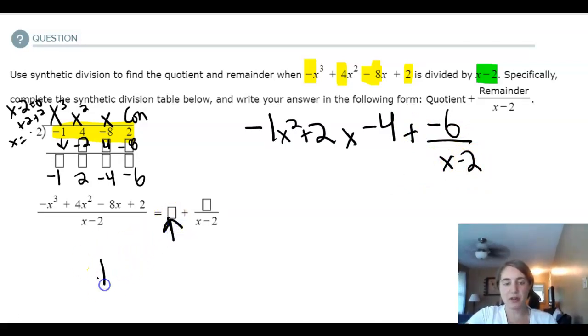So in here would be our negative 1x squared plus 2x minus 4. And there would be a negative 6.